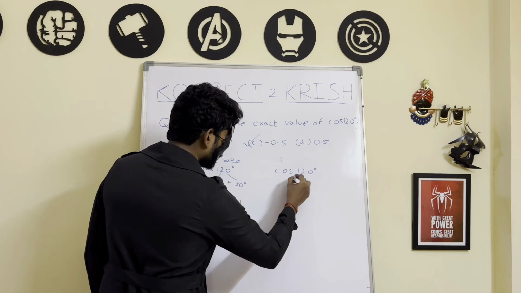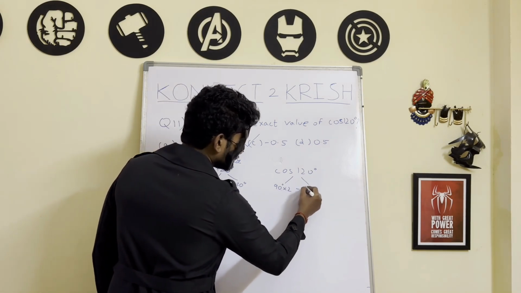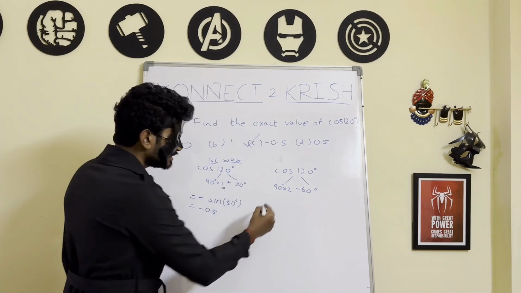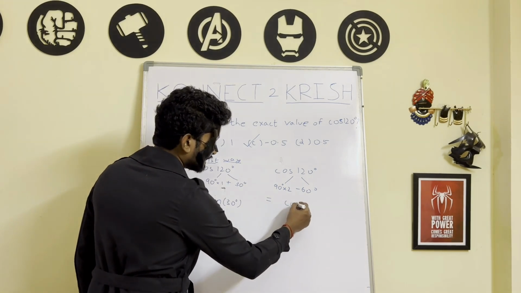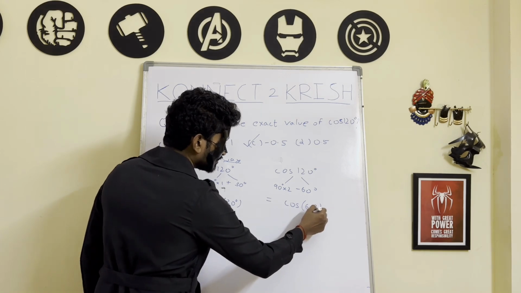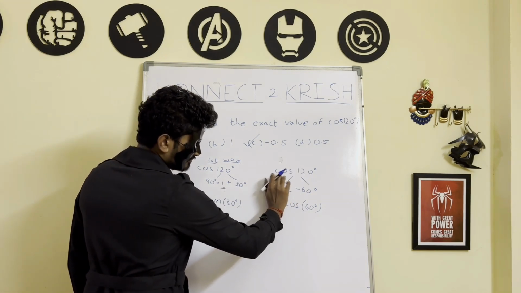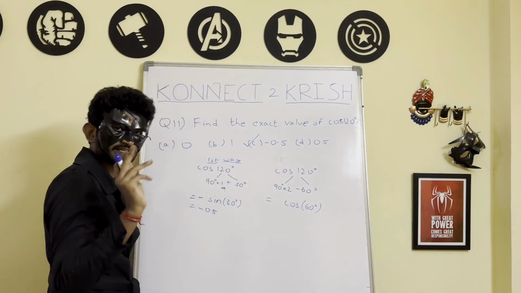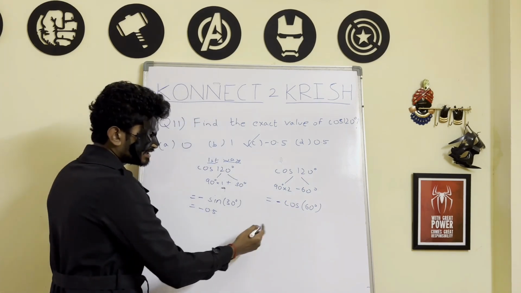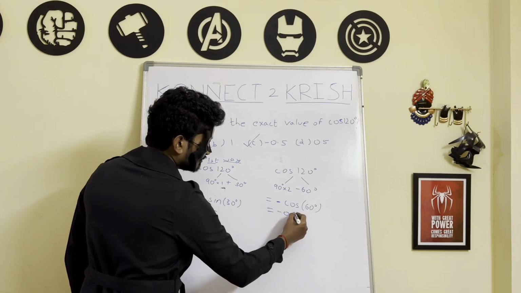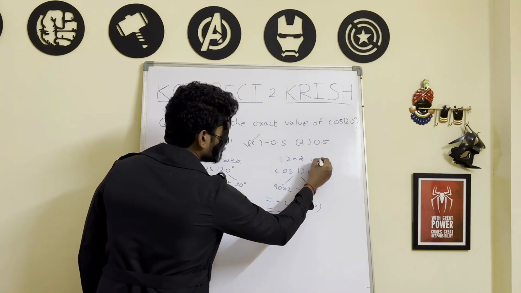Cos 120 degrees, how will I split it? 90 degrees into 2 minus 60 degrees. This is of the form 90 into some even number minus some theta. So I'll write as it is cos of that theta, cos 60 degrees. The sign will depend on the value of this part. 120 degrees lies in the second quadrant. Cos is negative in the second quadrant. So this value will be minus 0.5. Either way we are getting the same answer, as you obviously have to. This is the second way.